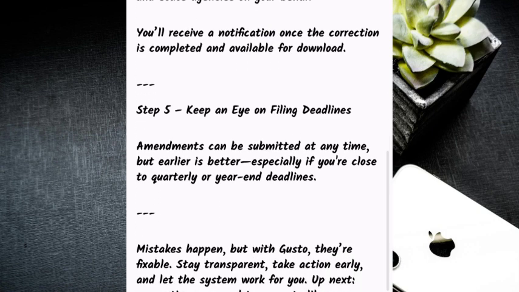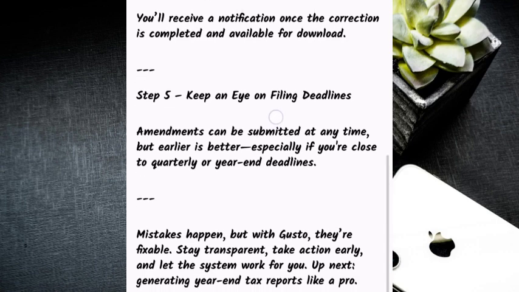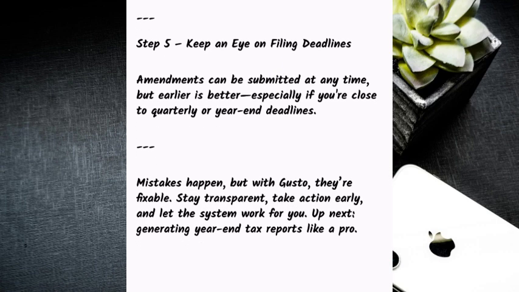Step 5, keep an eye on filing deadlines. Amendments can be submitted at any time, but the earlier the better, especially if you're close to quarterly or year-end deadlines. Mistakes happen, but with Gusto, they're fixable. Stay transparent, take actions early, and let the system work for you. Up next, generating year-end tax reports like a pro is coming up, so you want to stay tuned for that.